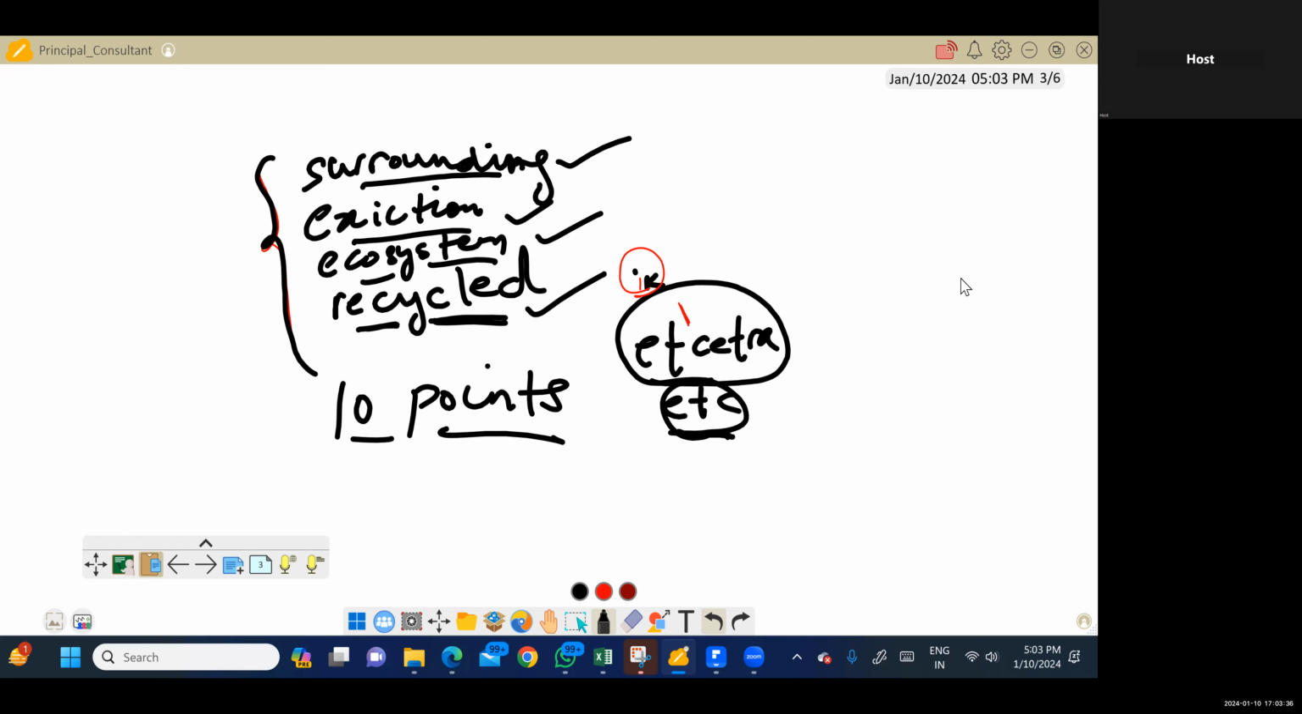Tell me the first word. Essential. No, is it not essential? Essential. So which is the first word? Nurturing or essential? Nurturing. Yeah, so tell me the meaning of nurturing.